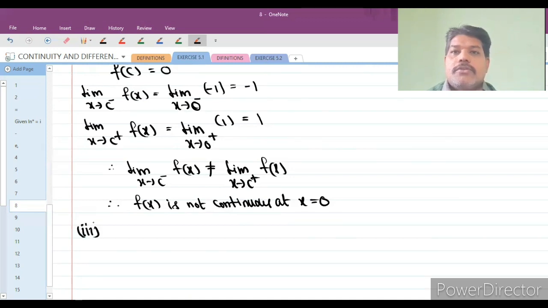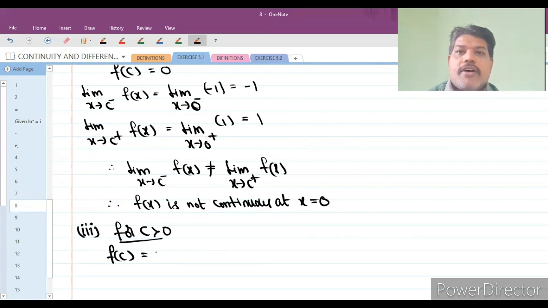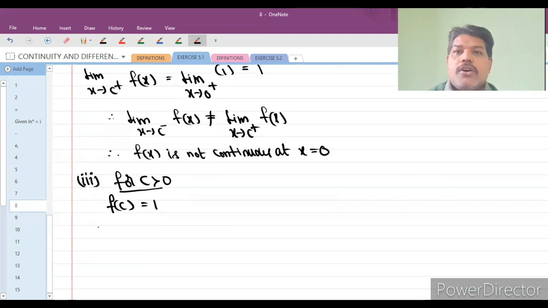So what is the third case, students? For c greater than 0, what happens? For c greater than 0, f of c is equal to, I am already told that one, if x is greater than 0, the f of x value will become 1 only. So automatically f of c value is also 1.